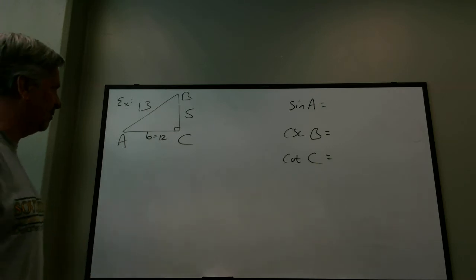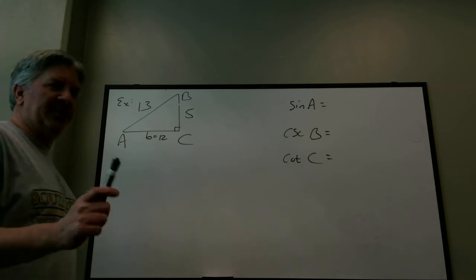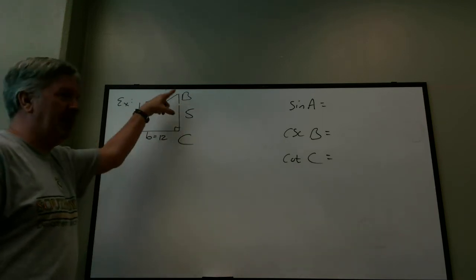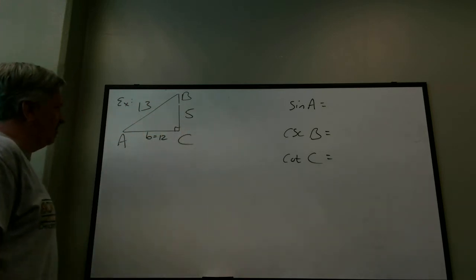This isn't a special triangle problem. When I say special triangle, I'm referring to 30, 60, 90 or 45, 45, 90. This is not a special triangle. It's a Pythagorean triple, one of the common ones. That's not the same thing as what I call a special triangle.